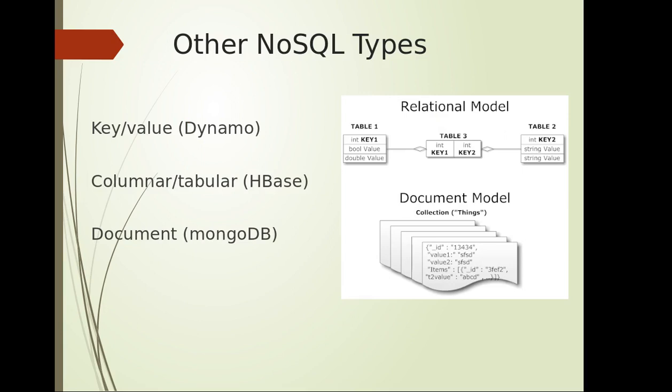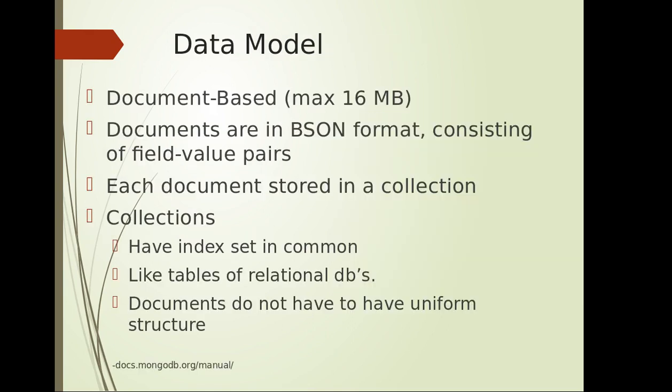The CAP theorem is completely based on consistency, availability, and partition tolerance. Among the other NoSQL types, DynamoDB is key value based. The Hadoop based system, HBase, is tabular and columnar format based. And the third one is MongoDB, which is a document based database.